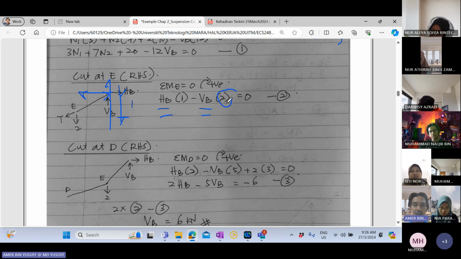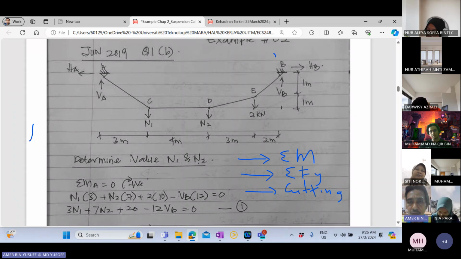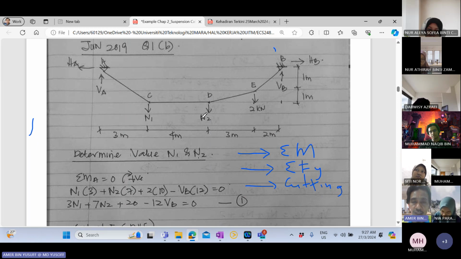Still cannot solve this question yet. You get another equation. So next, I do the cutting at D. Usually for questions like this, which are not straightforward, sometimes the procedure is not clear. You have to try to get as many equations as possible, then do the simultaneous equation, and then you can solve the unknowns. In this question, even though N1 and N2 are not given, the vertical distance is given for all points. Compared with example number 1, only one vertical distance was given, so you could not cut elsewhere. In this case you can cut at any point because the vertical distance is given.